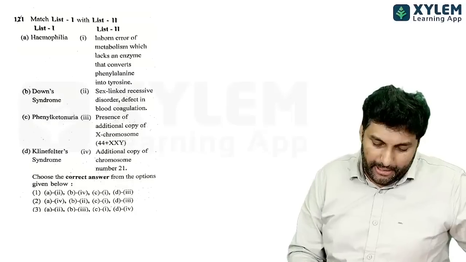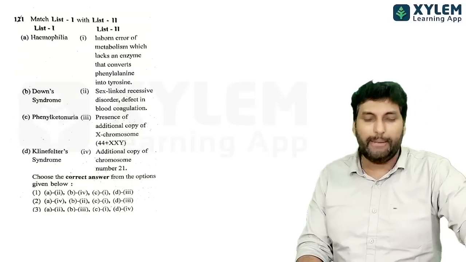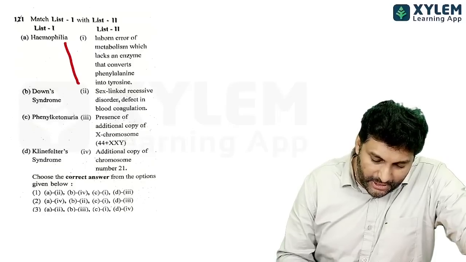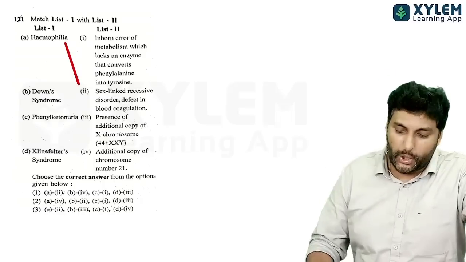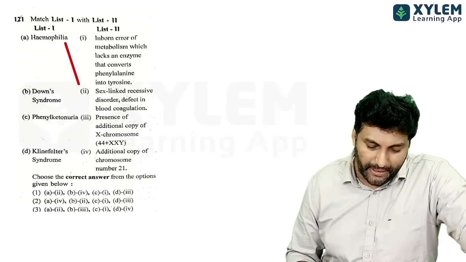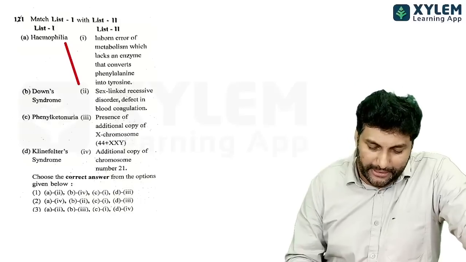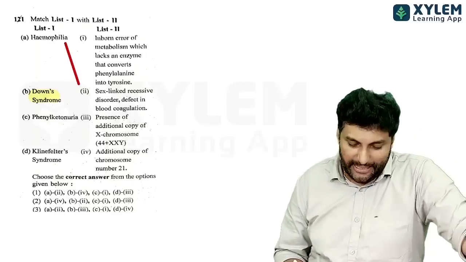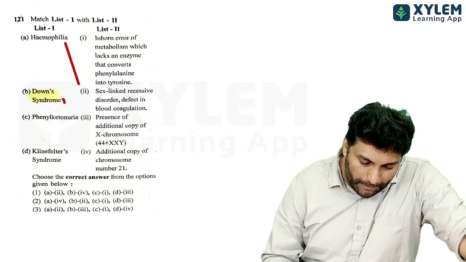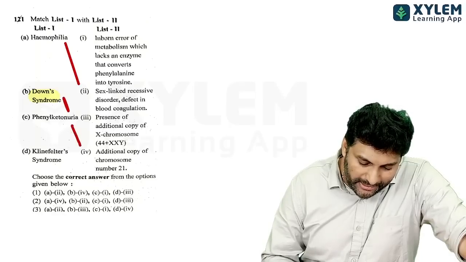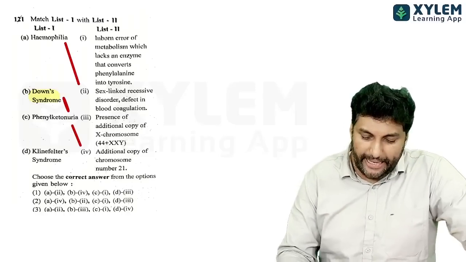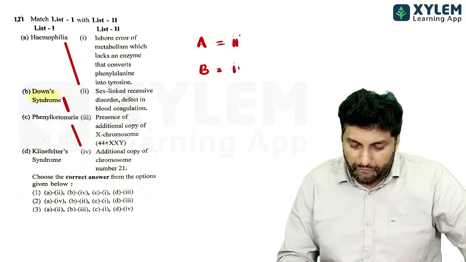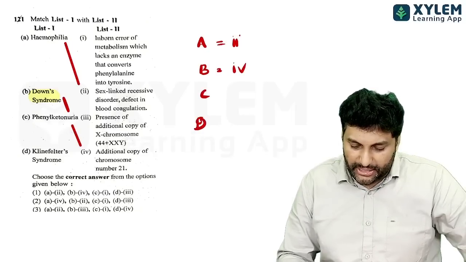Let's match it. We can see that the first one is given as hemophilia. Actually, hemophilia is a sex-linked disorder, a defect in blood coagulation. Is it correct? Yeah. B is Down syndrome. Down syndrome is an additional copy of chromosome number 21. So A belongs to 2 and B belongs to 4, C and D are still remaining.